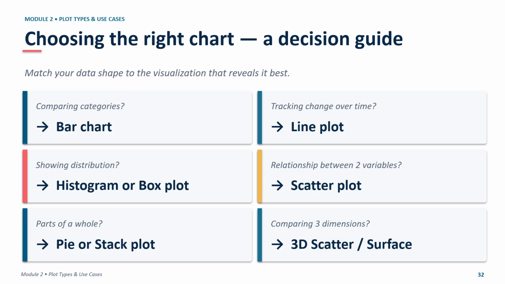If you have to compare categories, then you can go ahead with the bar chart. When you want to compare values across distinct groups, say cities or products or countries or programming languages, the bar chart is almost always the right answer, right? The length of each bar makes a comparison intuitive. So you can use the bar chart mainly for comparing categories. Now let us move on to the line plot.